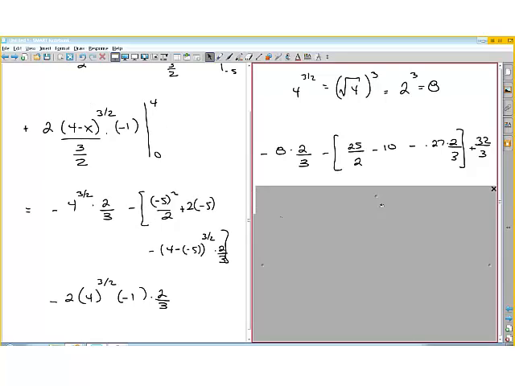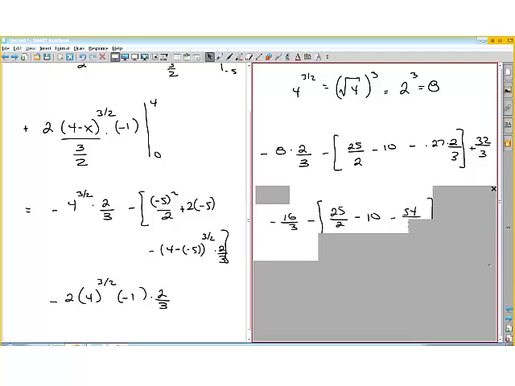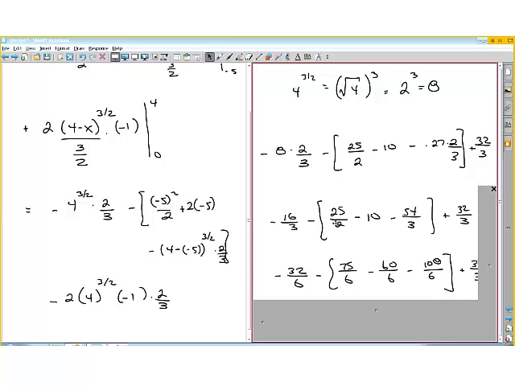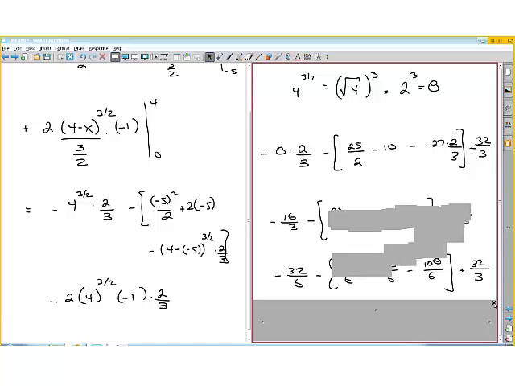Eight times 2 is 16. 2 times 27 is 54. Then what we do is we change them all to 6. So we multiply this by 2, this by 3, this by 6, this by 2, this by 2. So you get negative 32/6 minus the quantity, 75/6 minus 66 minus 108/6 plus 32/3. 32/3 becomes 64/6. So we get negative 32 minus 75 plus 60.